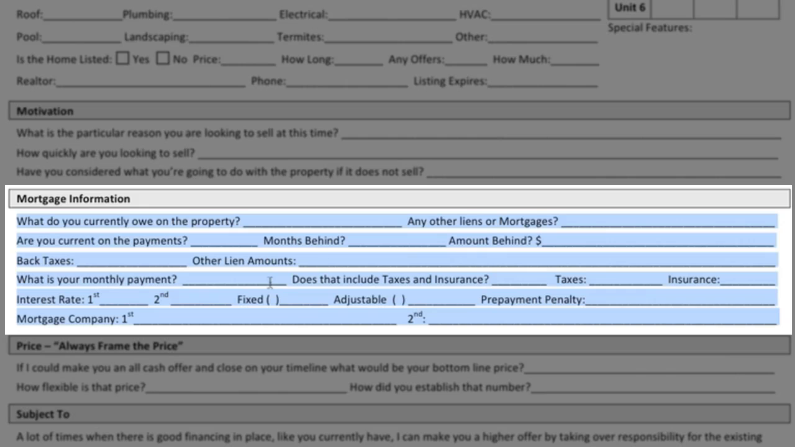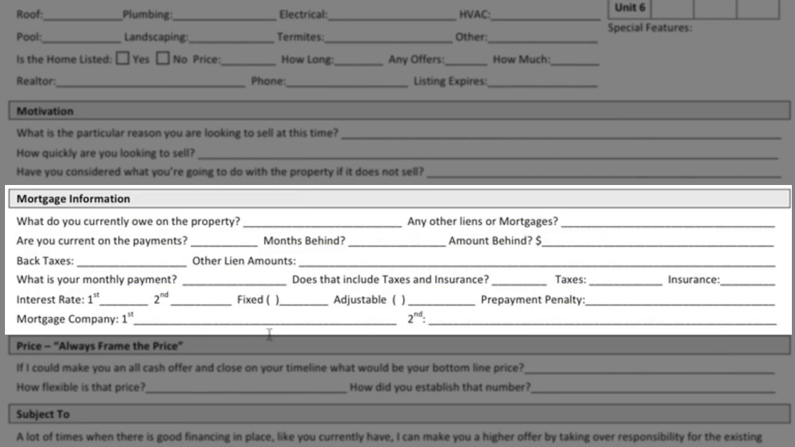It doesn't mean the deal's dead if they're not willing to reveal the information, but it does tell me a little bit about the seller and the seller's motivation levels. And sometimes the seller is hiding things, that they don't want you to know certain things.